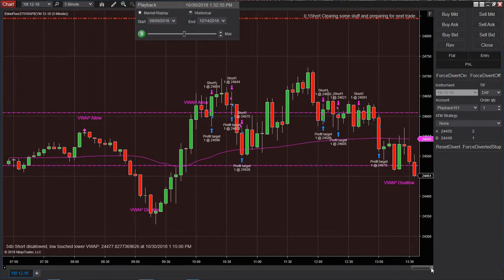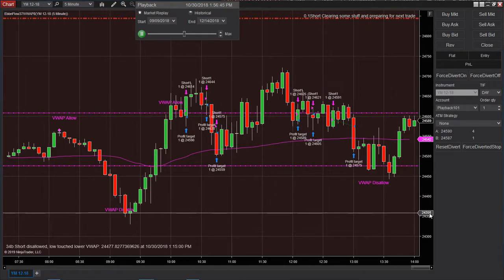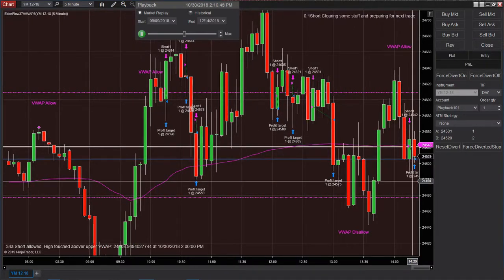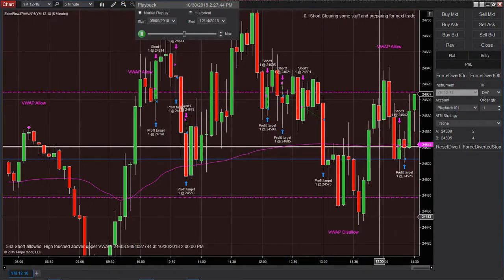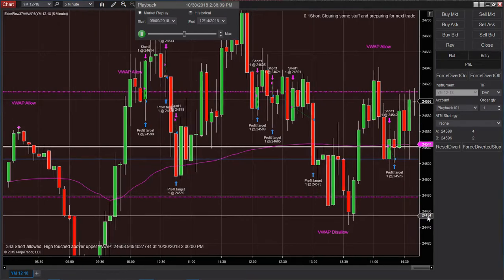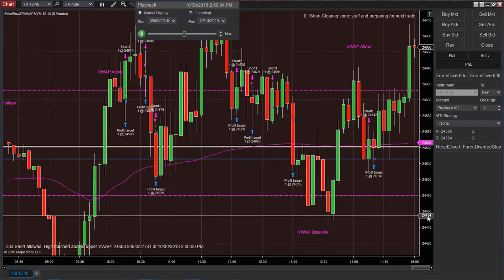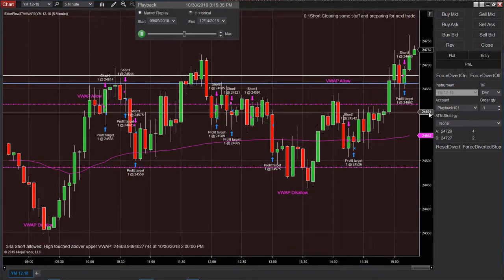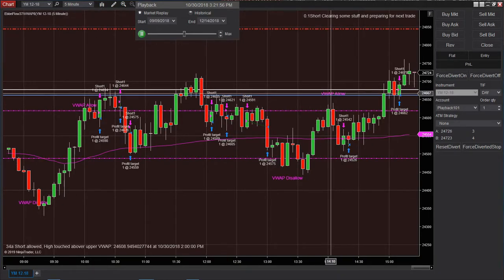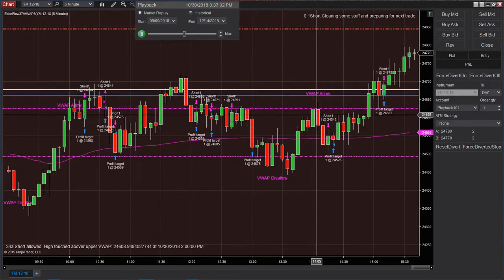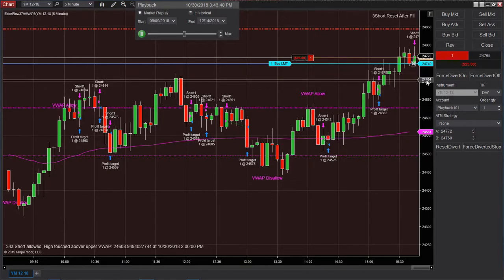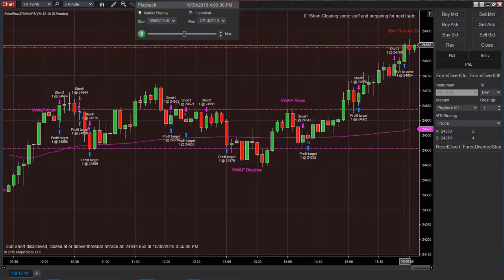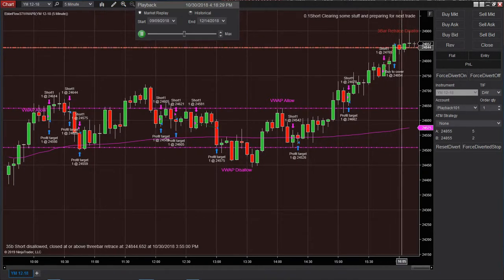VWAP disallow. Remember, each of these pink lines is 66 ticks away from the VWAP. So these are big price moves that we were seeing there. You can see the chart does a good job to also tell you what's happening with these interactions. Okay, there we got a stop. It's a small stop. Well, relatively small.